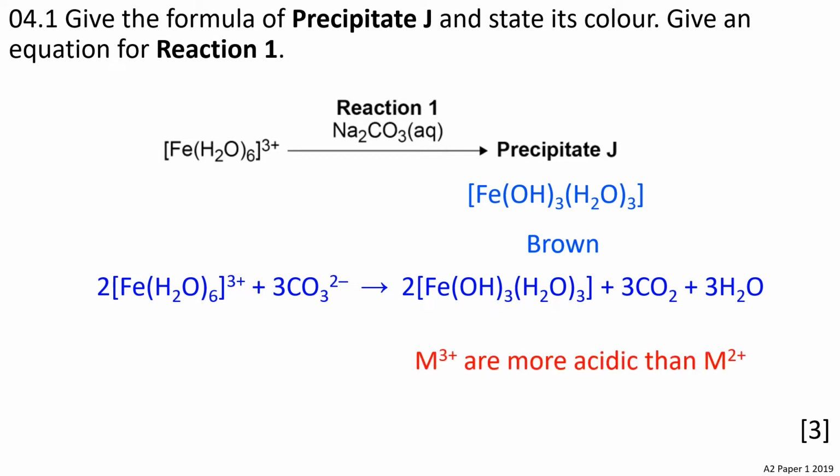What do you need to remember? M3+, and for the AQA spec that involves Fe3+ and Al3+. These tend to be more acidic, or they are more acidic than M2+. They are more likely to donate protons in aqueous solution, and hence there we go with the CO2 being involved there.